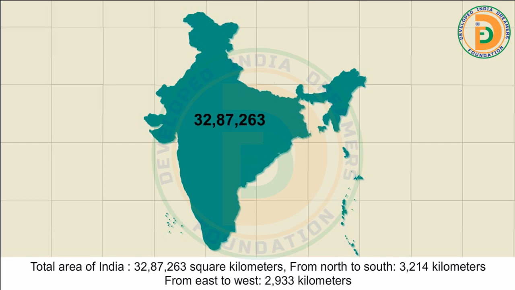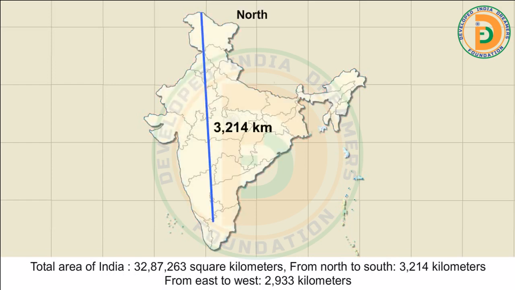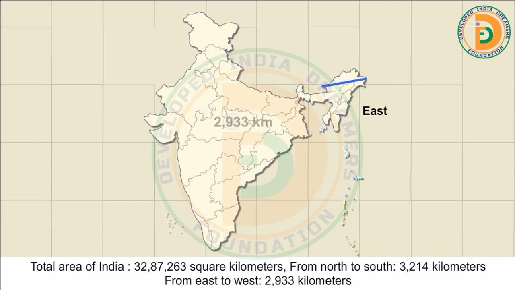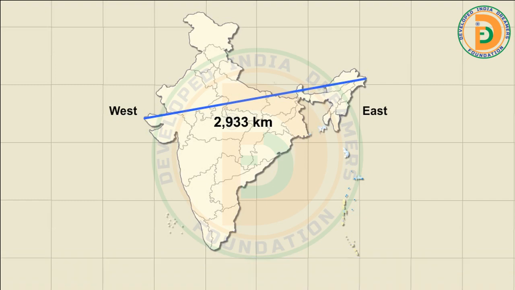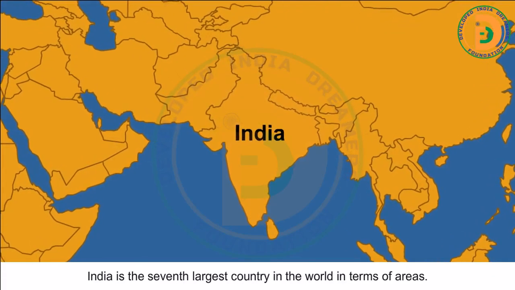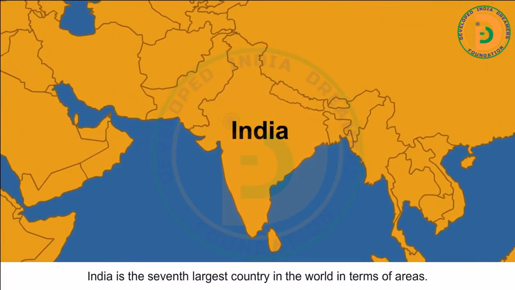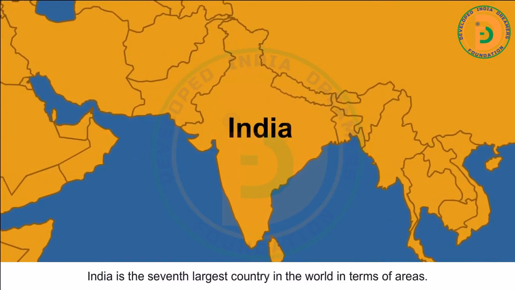32,87,263 square kilometers, measuring 3,214 kilometers from north to south and 2,933 kilometers from east to west. The land boundary is 15,106.7 kilometers and the coastline is 7,517 kilometers. India is the 7th largest country in the world in terms of area.